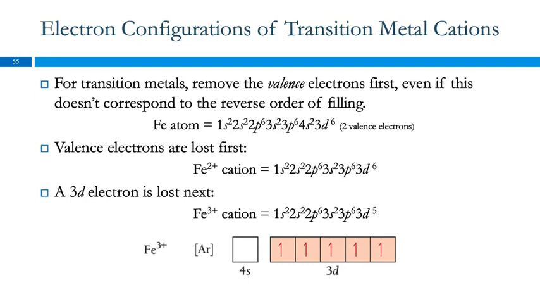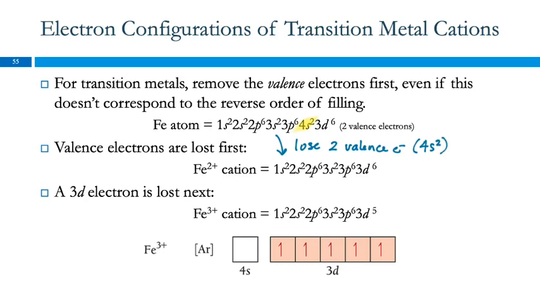So for an iron atom, here is its electron configuration. Where are the valence electrons? What's the highest level? 4. So the valence electrons are right here. Yeah? 2 valence electrons. So if we're going to lose 3 electrons, the valence electrons get lost first. So what it's doing here, from this one to this one, we're losing the 2 valence electrons. That's the 4s2 part.